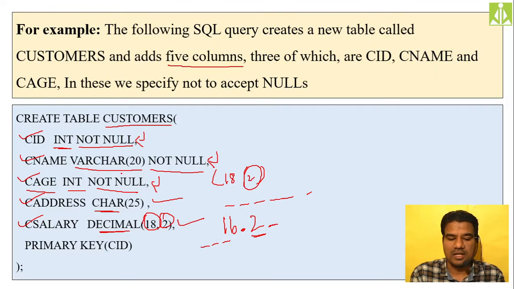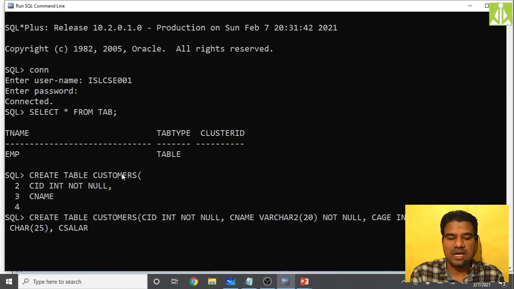Comma, then C salary, customer salary, I'm making it decimal of 18 comma 2. Out of 18 digits, 2 digits are for precision and 16 digits for storing the actual value. So when creating this customers table, CID, CNAME and CAGE columns must be not null, whereas C address and C salary can be null.